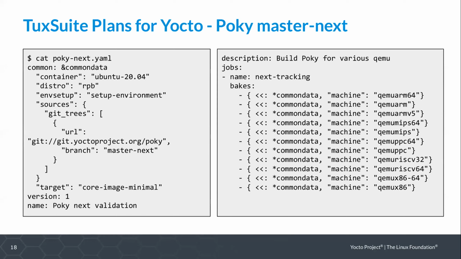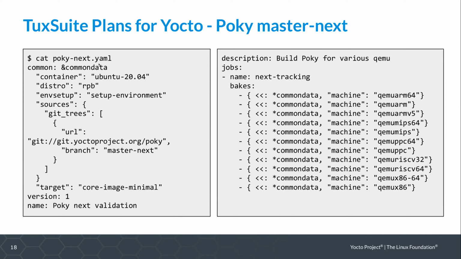This will not run with TuxBake. This is specifically TuxSuite. TuxSuite CLI will parse this plan file and submit it to TuxSuite Cloud, and eventually they are run as an individual JSON file itself, build definition template itself. But they are grouped together in a plan format as such.